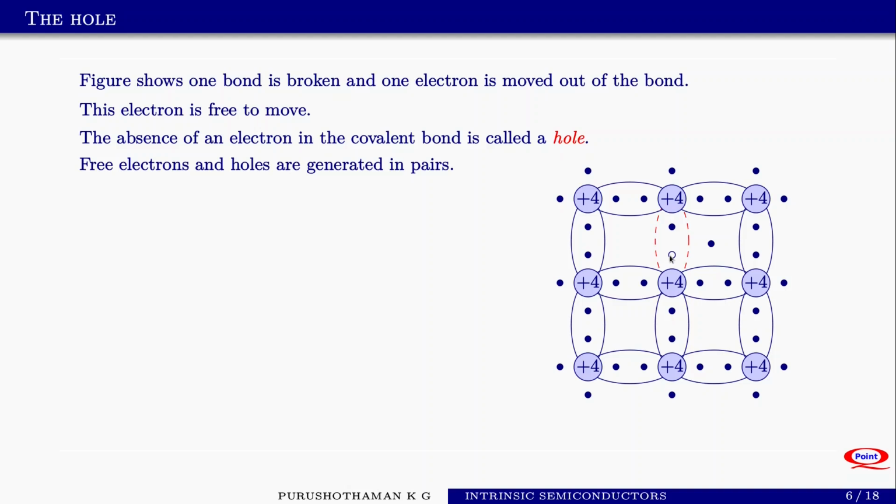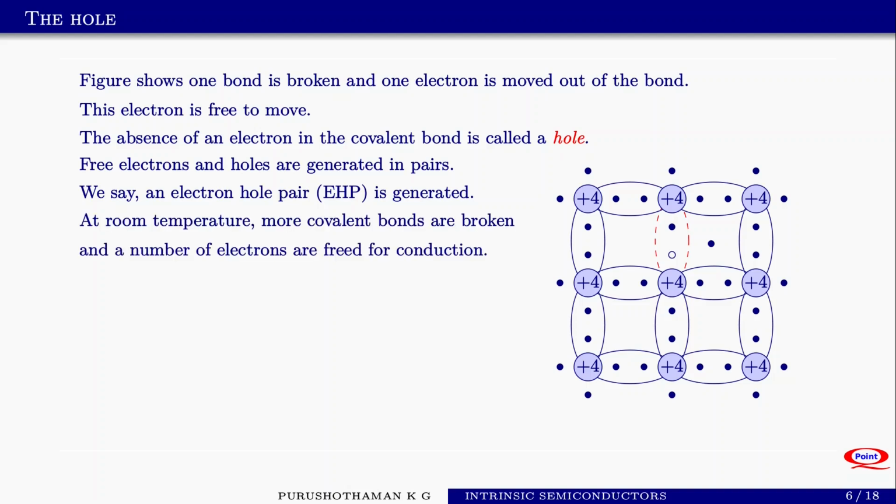Electrons and holes are generated in pairs. We say that an electron hole pair, EHP, is generated. At room temperature, more covalent bonds are broken and a number of electrons are freed for conduction. It is likely that an electron from a broken covalent bond moves to a hole. See, there are other covalent bonds broken. Assume that this is broken.